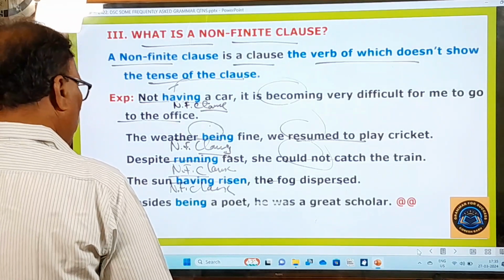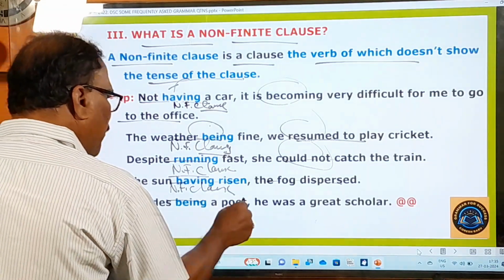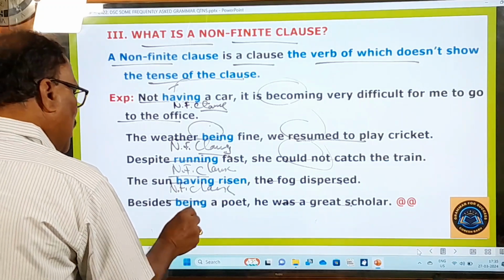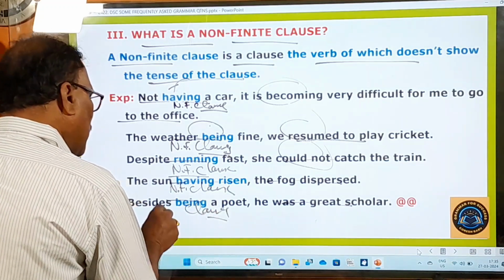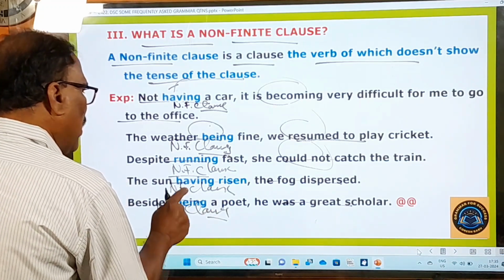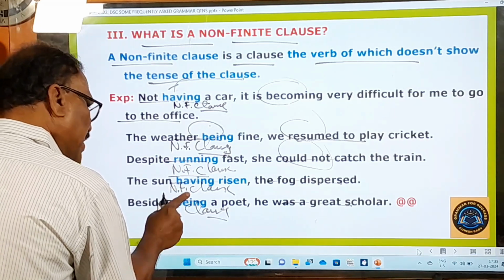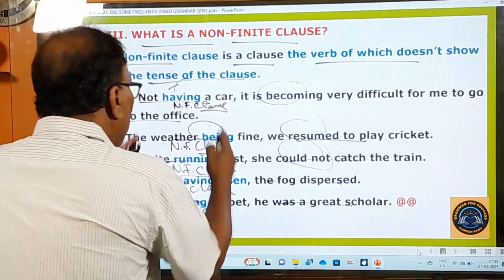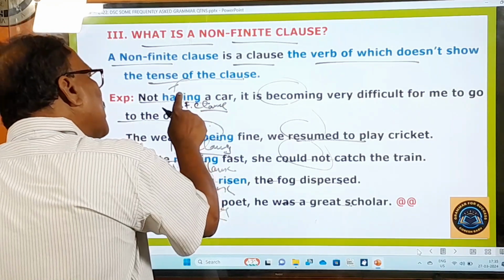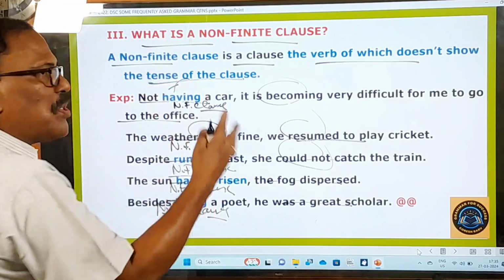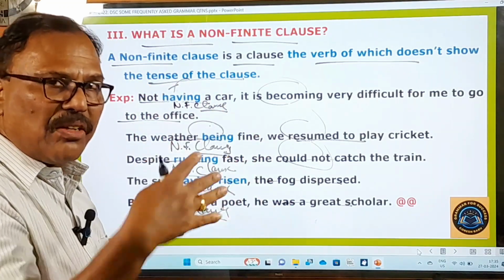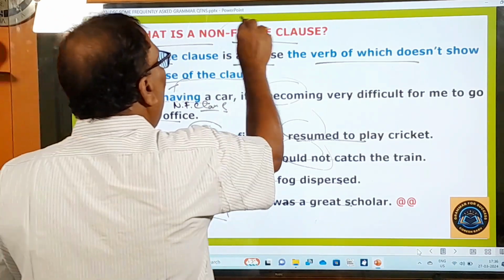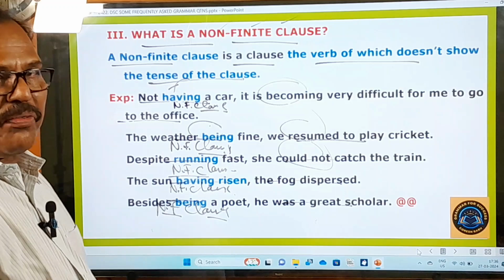And let's go to the last example. Besides being a poet, he was a great scholar. So "besides being a poet" is a clause, but what kind of clause is this? Non-finite clause, because the verb used in this is "being", and it is not showing any tense. So that's why in all these clauses, the verb used is not showing the tense of that clause, and therefore such clauses are called non-finite clauses. Are you following me? Right.